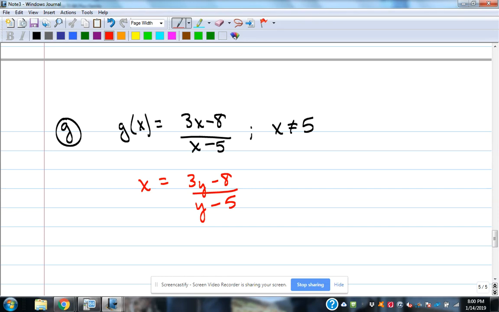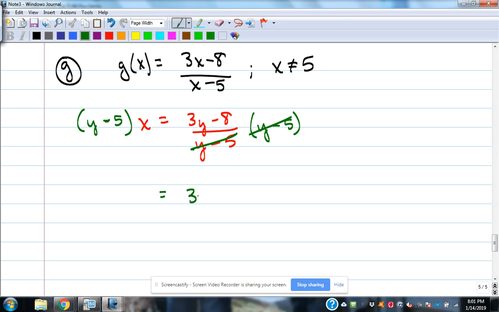Now what? Multiply by y minus 5 on both sides. Good job. These cancel over there. That gets us the y out of the denominator. That's what we're trying to do here. So it gives us 3y minus 8 and then xy minus 5x. You're getting close to the end, folks, I promise.